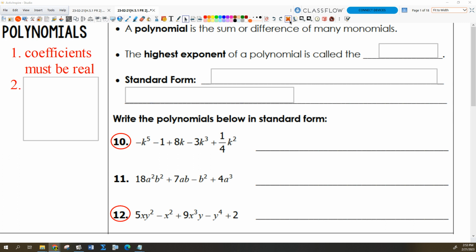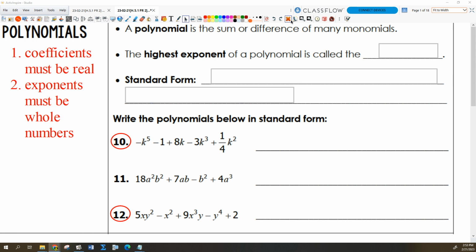Now, what about the powers that come after the coefficient? What about the exponents? What kind of numbers do those have to be? Whole numbers. Yeah, so either positive integers or zero. And zero is a little bit weird as an exponent, but you'll see why in a little bit.